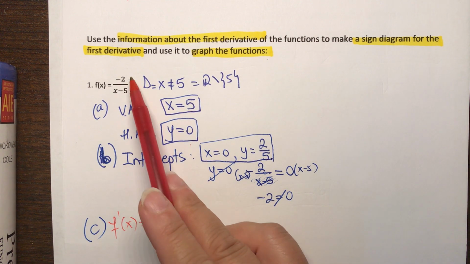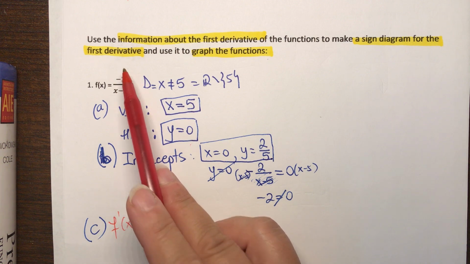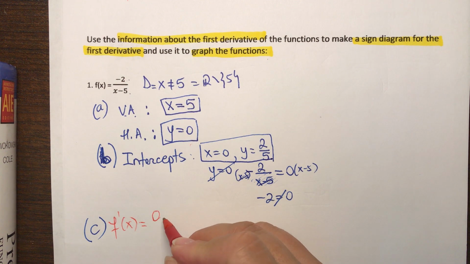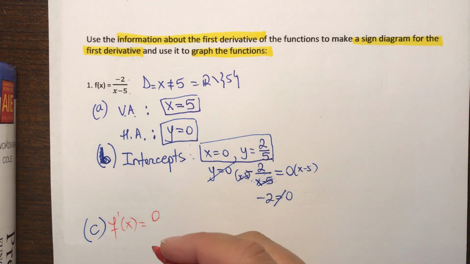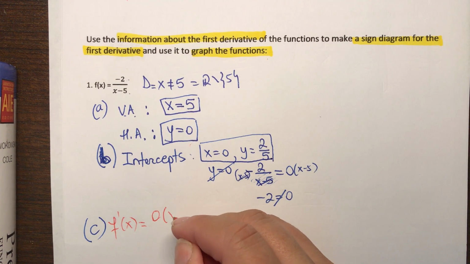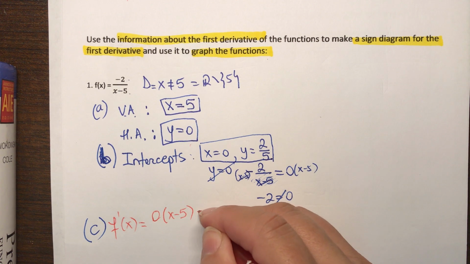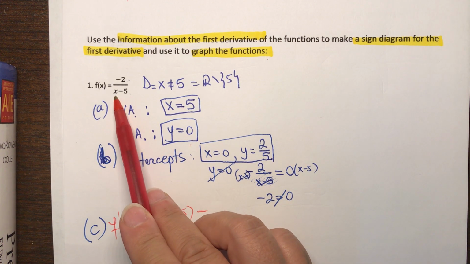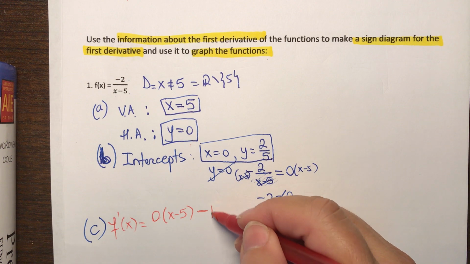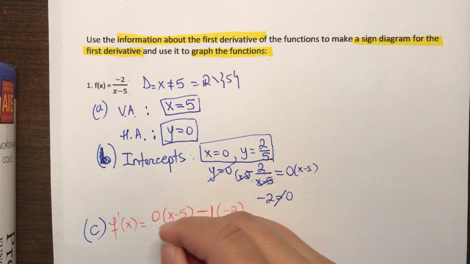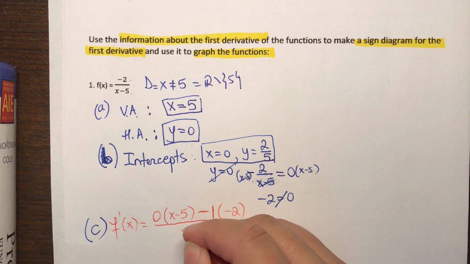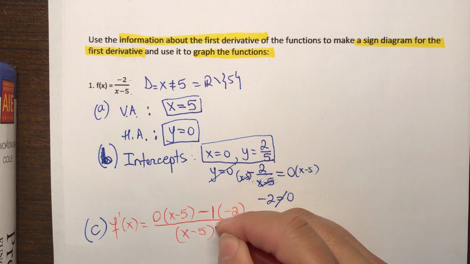So the quotient rule says, take the derivative of the top, but the top is a constant, so its derivative is equal to 0, times the bottom, minus the derivative of the bottom, which is a 1, times the top, which is a negative 2, all over the bottom squared.